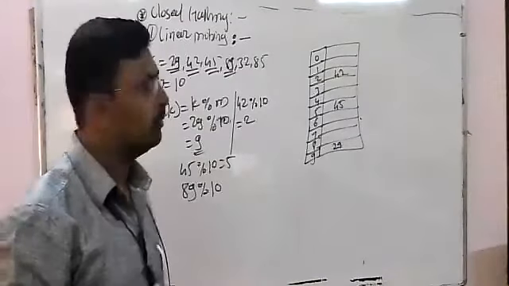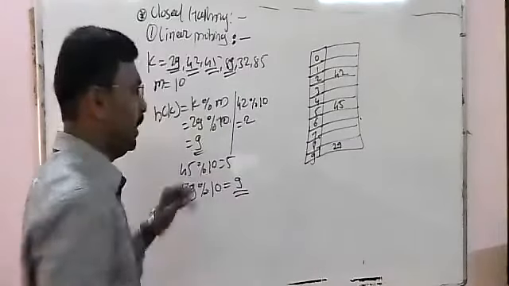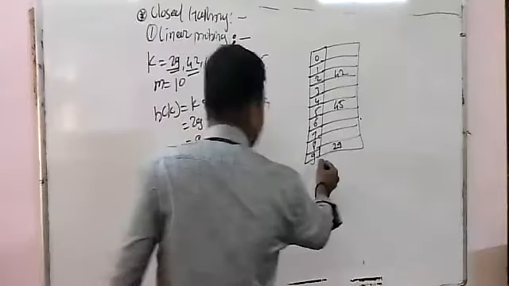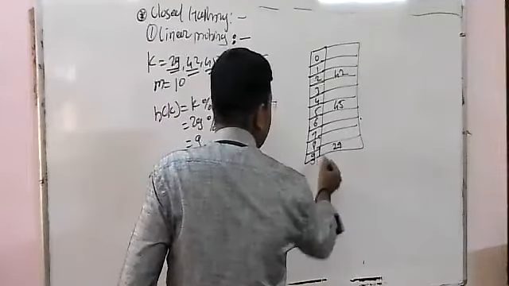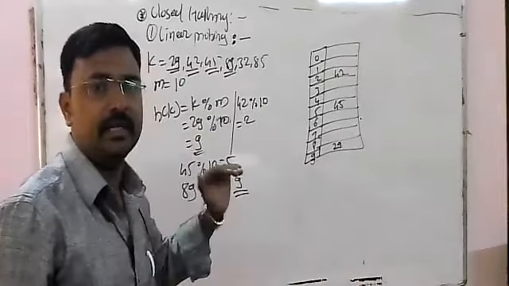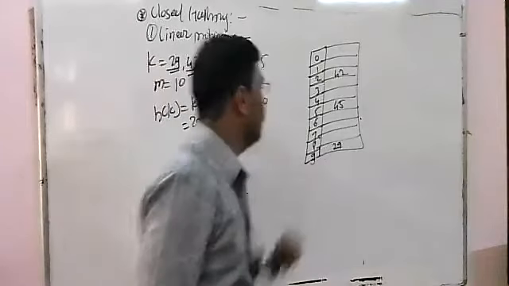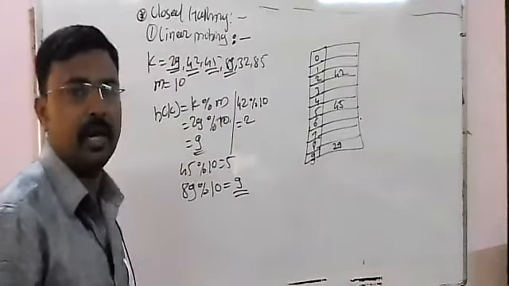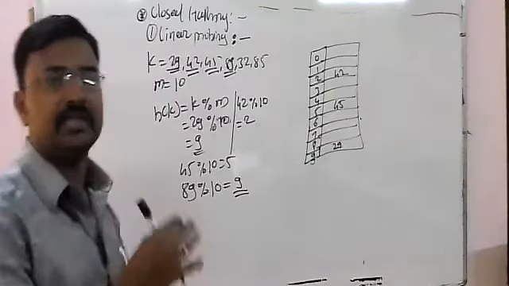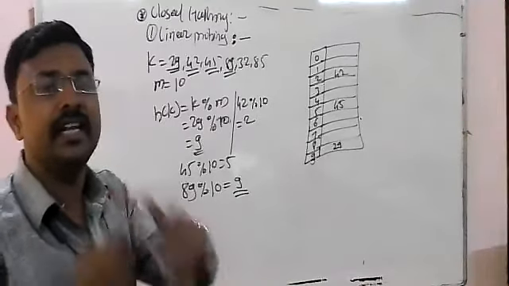89 at ninth position. 89 will be stored at 9 position. But what is the problem there? At 9 position there is already one element, and that element is nothing but 29. Now, if such a condition occurs, then we are going to apply linear probing.